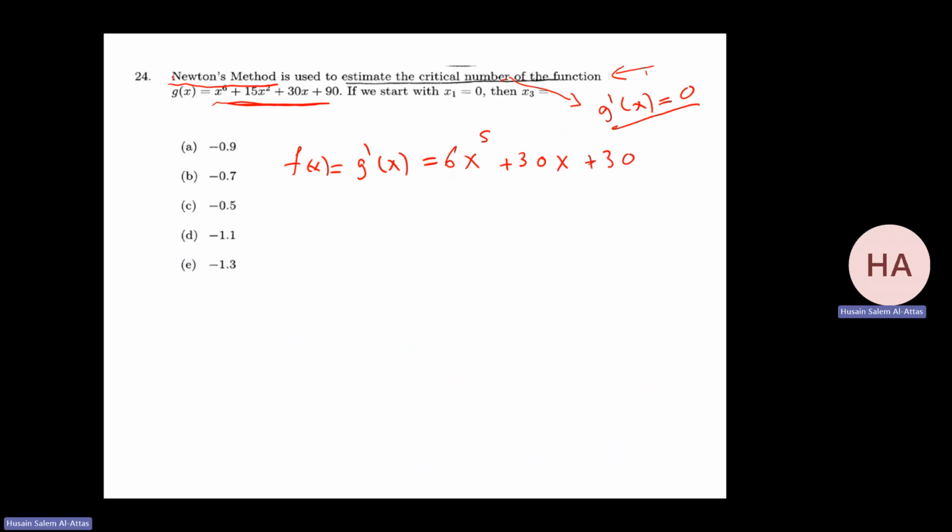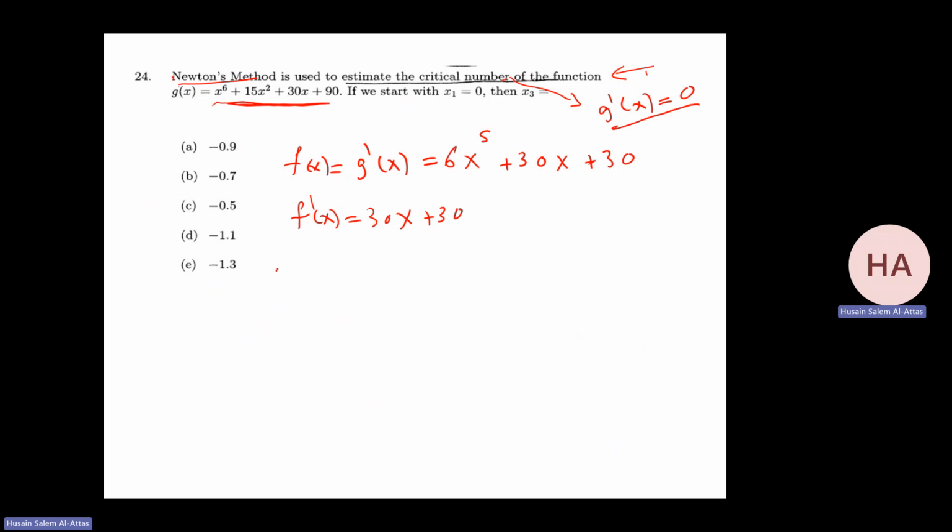Yeah, 6x to the power 5 plus 30x plus 30. Okay, so this is my function. This is what I will work Newton's method on. I'll do Newton's method in this function. Okay, let me see what will be the calculation. So I need to find f prime, which is 30x plus 30.